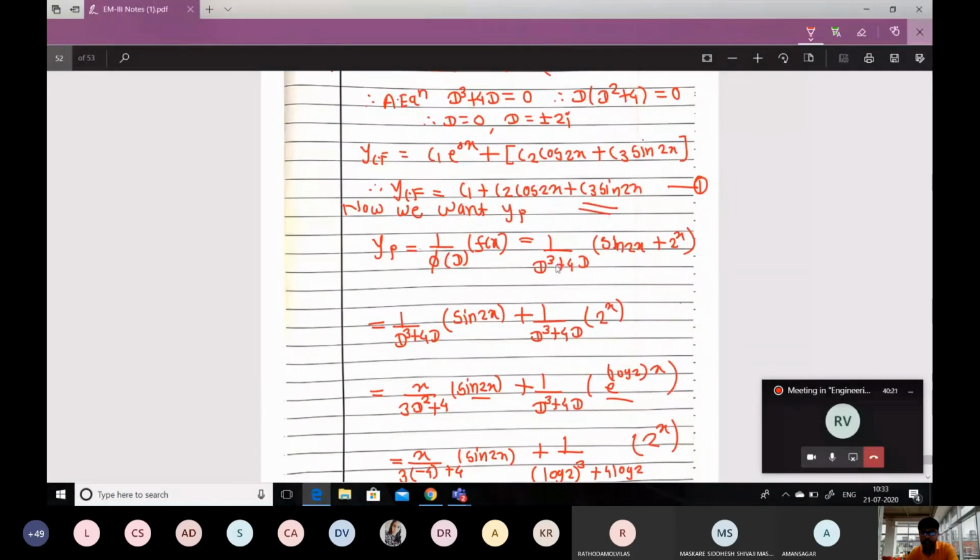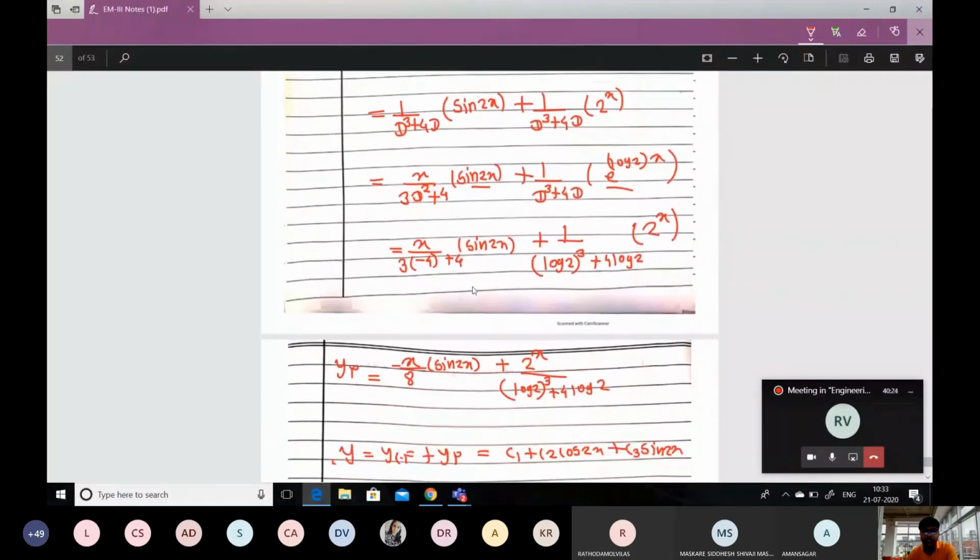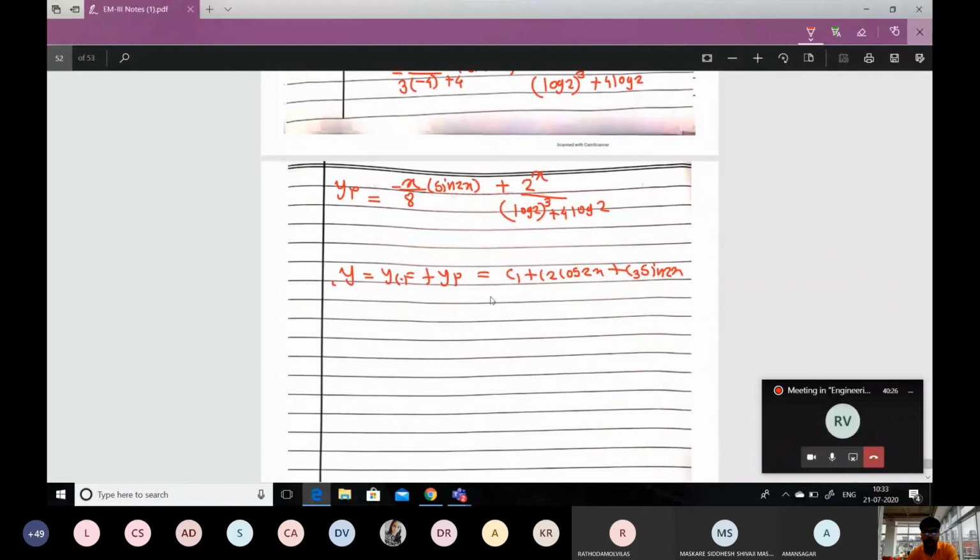Just writing there ycf. And next is what? yp. yp is already found here. So minus x by 8 sin 2x plus 2 to the power x divided by (log 2) whole cube plus 4 times log 2. That is the complete solution. Do you understand now?